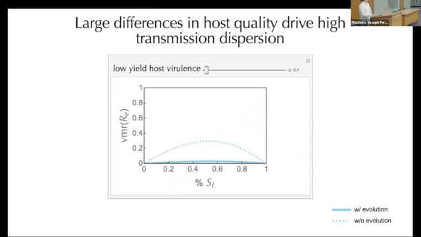Okay, finally, the model predicts that large differences in host quality drive high transmission dispersion. So this plot here is again showing transmission dispersion at equilibrium versus the percent of low yield hosts in the population. And what's going to be changing is low yield host virulence. So in the beginning, when high yield and low yield hosts have the same level of virulence, you see that selection actually drives decreased transmission dispersion. But as virulence increases in that low yield host, the model predicts that it selects for parasites that are driving higher transmission dispersion.